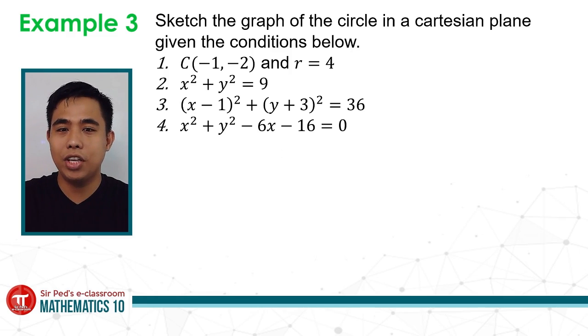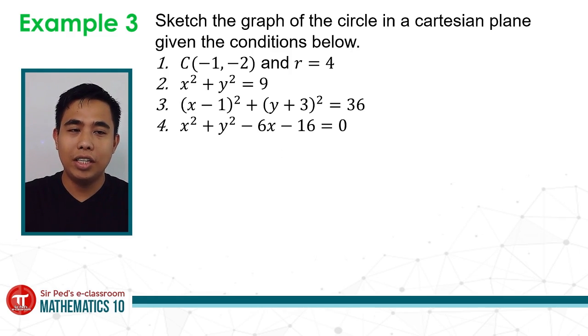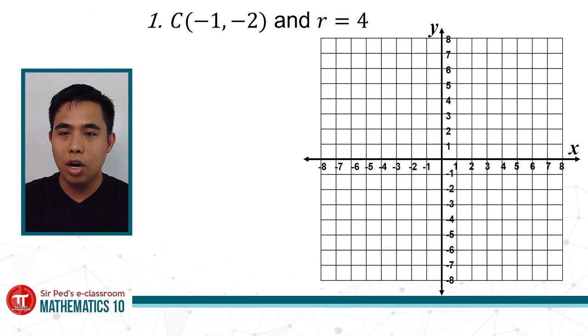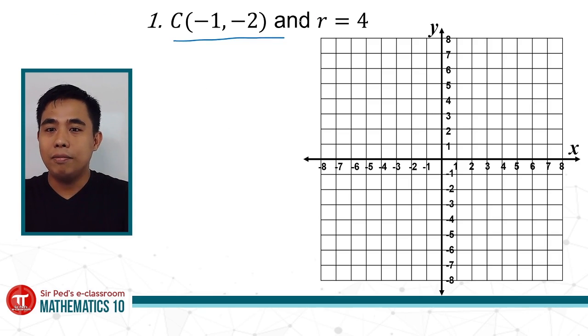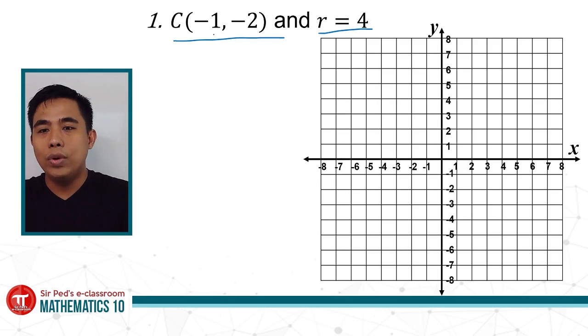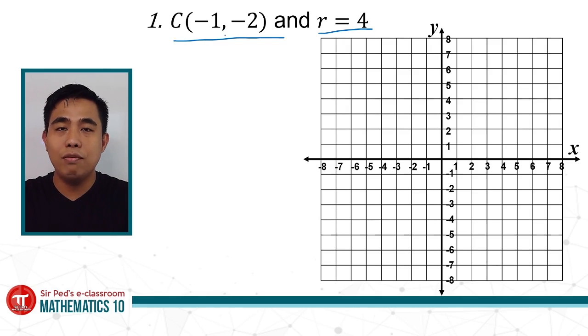Let's have an example. Sketch the graph of the circle in a Cartesian plane given the conditions below. So let's proceed first with number 1. Given na yung ating center and radius. So ang gawin lang natin, we need to locate asan si -1, -2. So -1, here is -1, down ng 2 units. So that will be -2. After that, you count 4 units to the right of the center. So 1, 2, 3, 4.